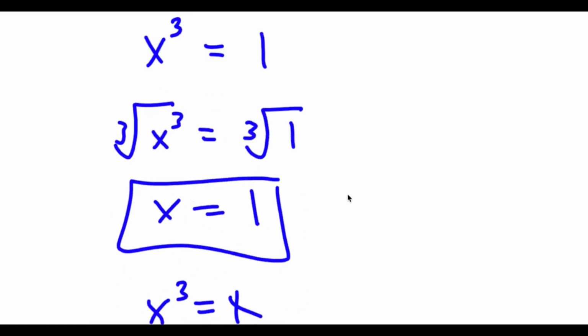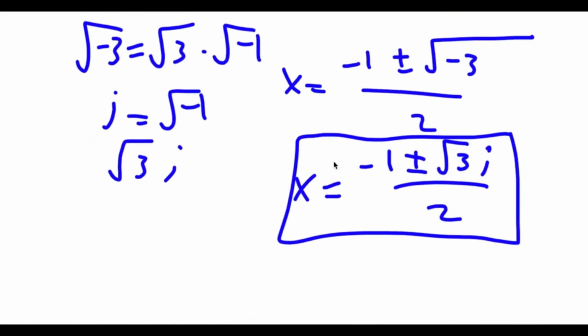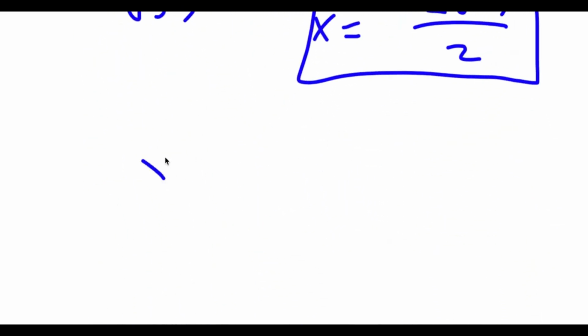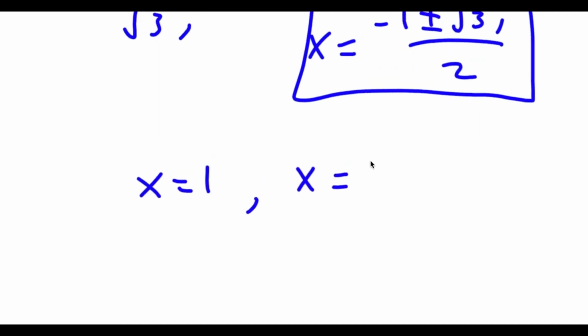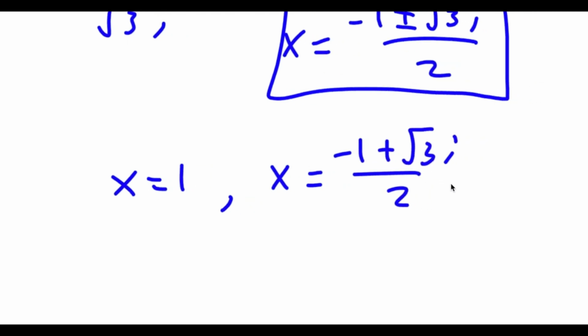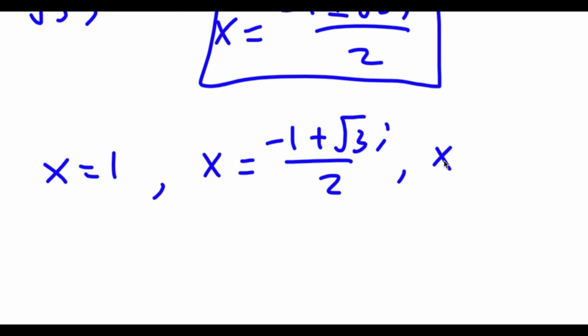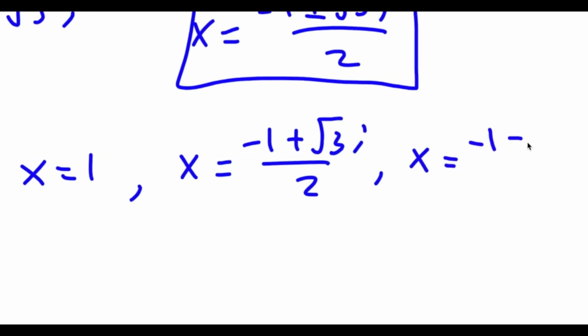So these are actually our three solutions of x. We have x is equal to 1, x is equal to negative 1 plus the square root of 3 i over 2, and x is equal to negative 1 minus the square root of 3 i over 2.